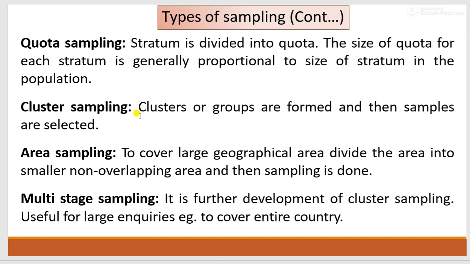Next is cluster sampling. Clusters or groups are formed and then samples are selected. They are more or less like stratified sampling and quota sampling. Next is area sampling. To cover a large geographical area, divide the area into smaller non-overlapping areas, then sampling is done. So if you want to study area-wise, you can divide that area into non-overlapping areas and then select a sample. Then multi-stage sampling.